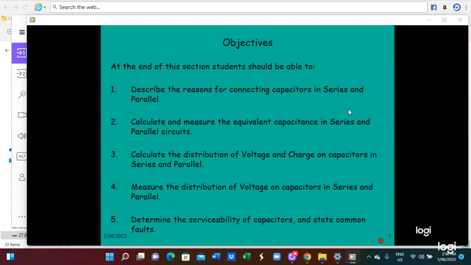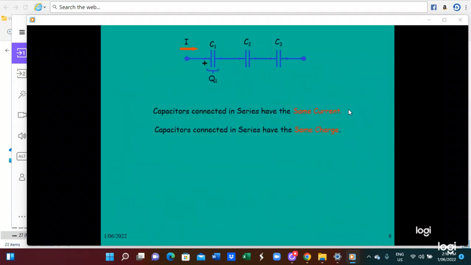Capacitors connected in series have the same current. So here C1, C2, C3, the same current flows. Capacitors connected in series have the same charge. The total charge on the group of capacitors connected in series is the same as the individual charge. QT equals Q1 equals Q2 equals Q3. QT equals CT multiplied by VT.